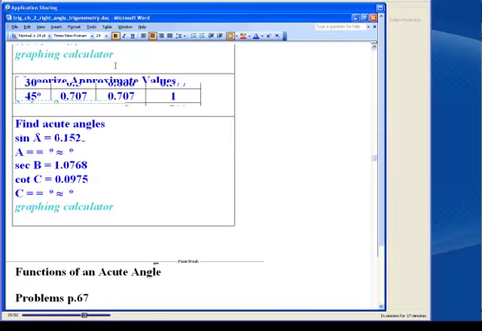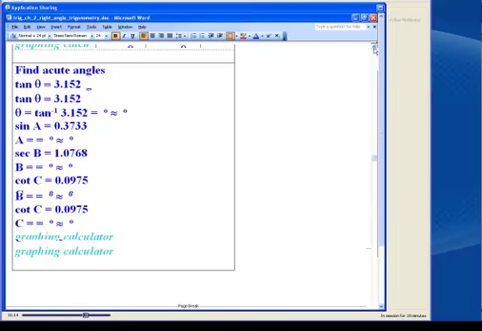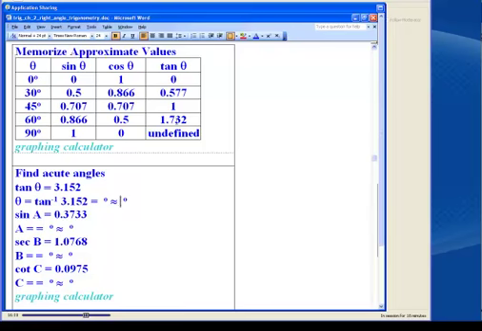Find acute angles. Tangent theta equals 3.152. In order to figure out theta, we have to use the inverse function, so we have to take inverse tangent of 3.152. In the back here, I put also an approximation sign, which means I'm going to make an estimate for that. Notice that the 3.1 here is past 1.7, so it has to be between 60 and 90 degrees. Just a guess here, 70 degrees might be the answer.